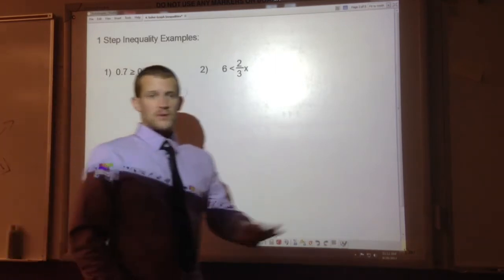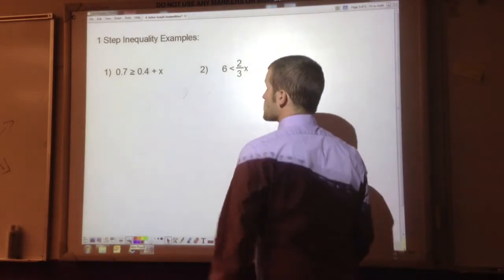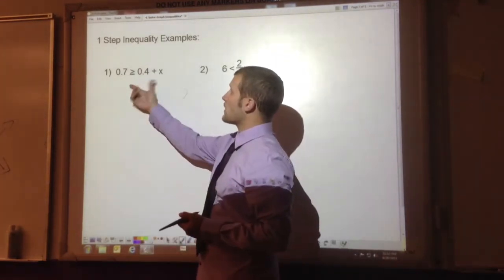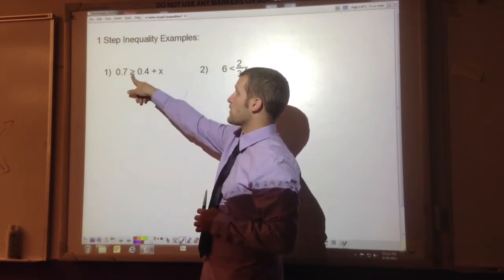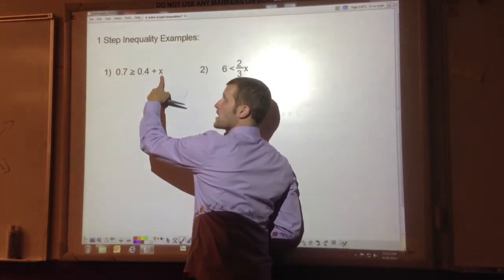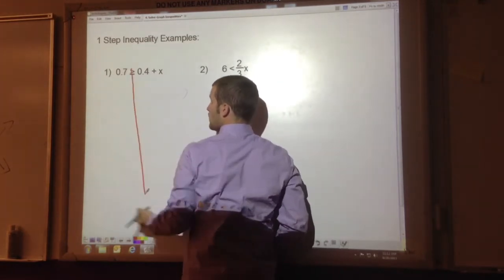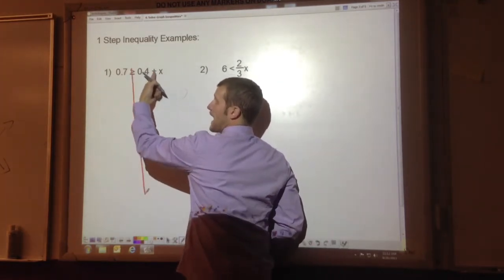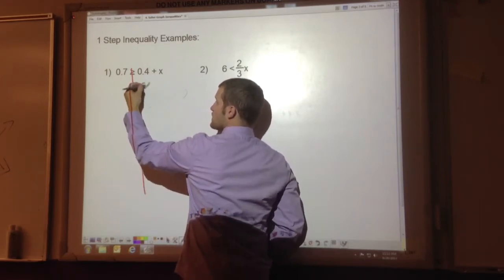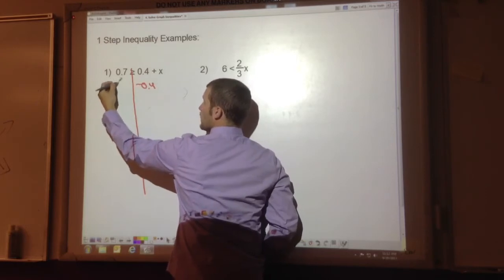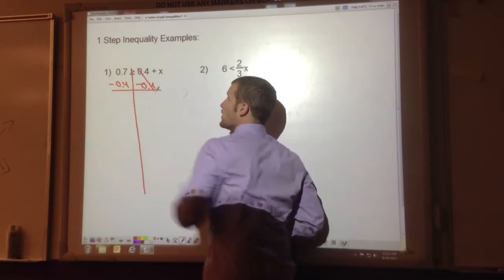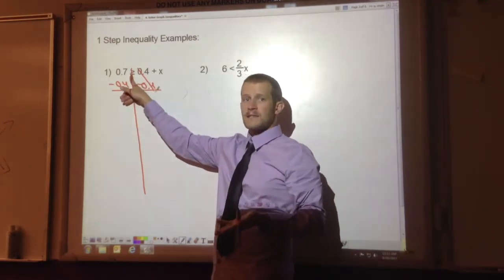Excellent. Let's jump straight into examples. Examples for solving inequalities. Well, starting here, I have 0.7 is greater than or equal to 0.4 plus x. Just like an equation, I want to get x all alone. So I'm going to look here and say x is being added to 0.4. The opposite of that is subtracting 0.4. So I do it to both sides. And notice I'm just treating this inequality as if it were equals.